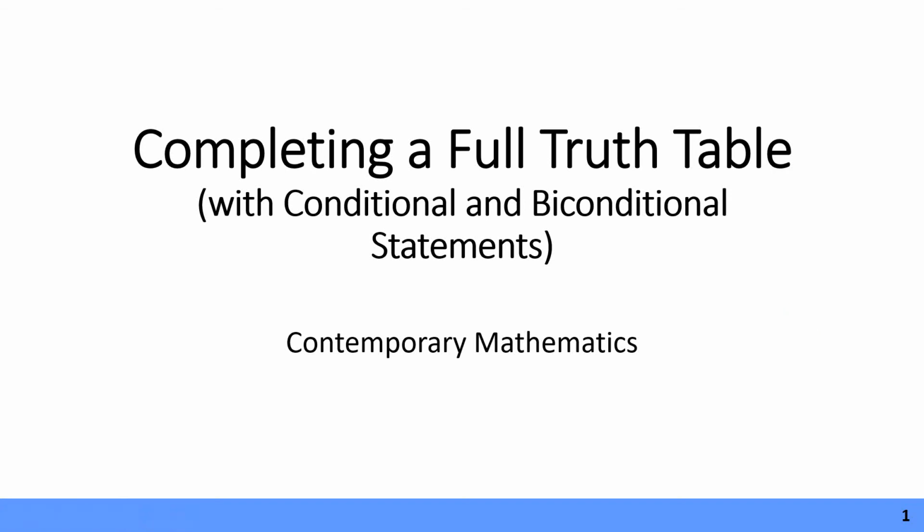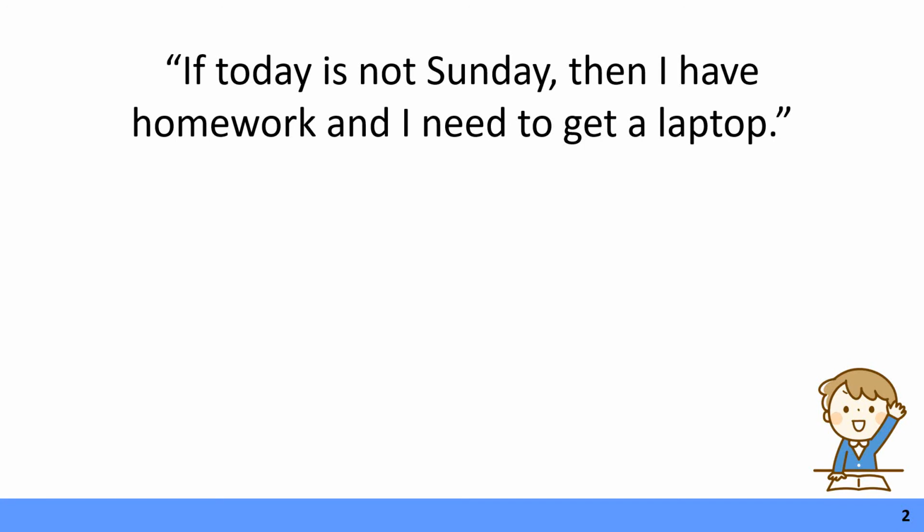All right, since we have already gone over how to create a truth table for negation, conjunction, disjunction, and also for conditional and biconditional statements, now we can go over creating a truth table that incorporates a little bit of everything. So we're going to look at this example, which starts with an actual sentence. So let me go ahead and read it. It says, if today is not Sunday, then I have homework and I need to get a laptop.